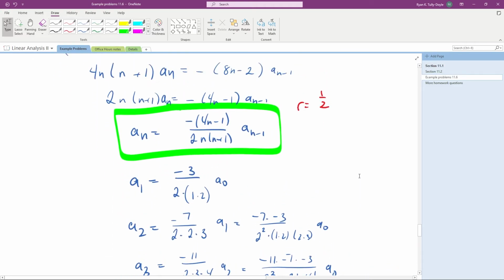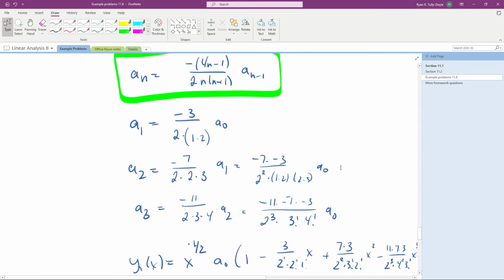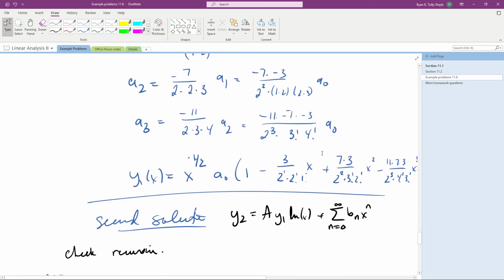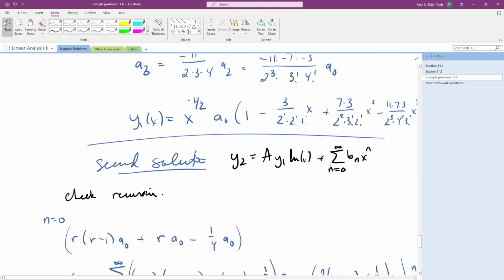Okay, so from there you just have the standard coefficient grind. You get a1, a2, a3. We don't expect any problems for the first solution because we always know that we're going to have one Frobenius series solution. We've set up the method so that that always happens. Kind of an interesting pattern here where you have these double factorials going on.